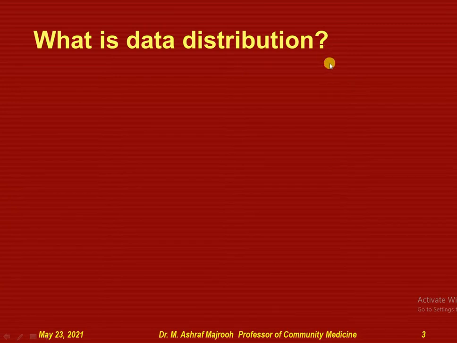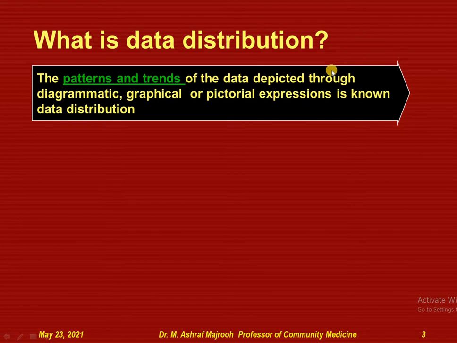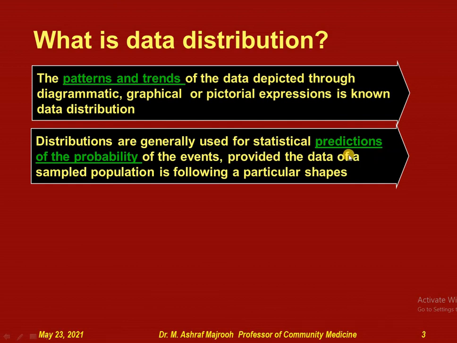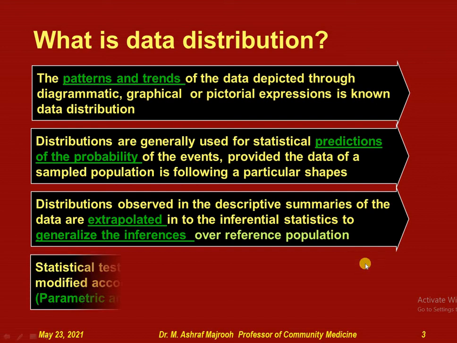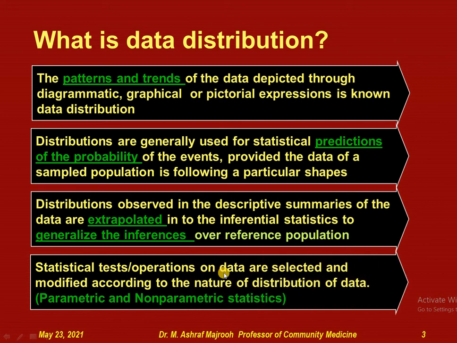What is data distribution? The pattern and trends of the data depicted through diagrammatic, graphical or pictorial expression is known as data distribution. Distributions are generally used for statistical predictions of probabilities of the event, provided the data of sampled population is following a particular shape and trends. Distribution observed in descriptive summaries of data are extrapolated into inferential statistics to generalize the inferences over the reference population. Statistical tests and statistical operations on data are selected and modified according to the nature of distribution of the data.